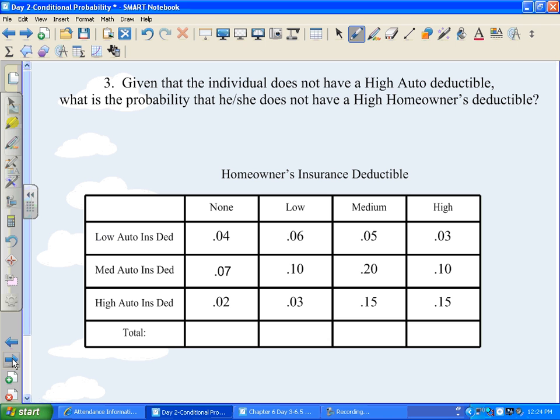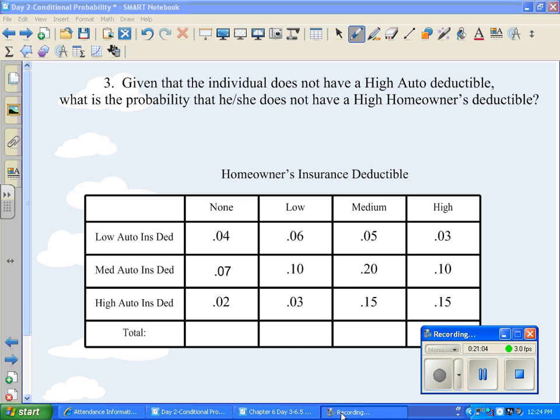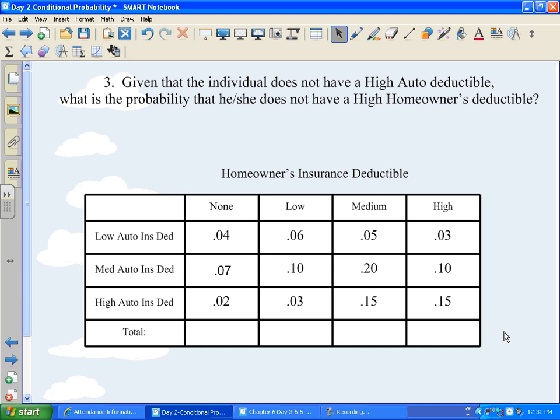I want you guys to do this one. This is the hard one. We're going to solve this. Given that the individual does not have high auto, what's the probability that he or she does not have high homeowners? I'm going to write it down. Probability, high homeowners, and I'm going to write C, which is not. Are you guys okay with that for the complement? So it's not high homeowners.